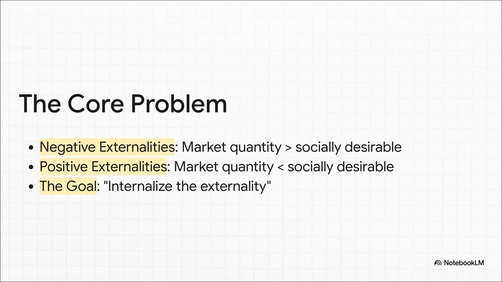So let's just boil this down. The core problem is simple. With negative externalities, the market gives us more of something than is socially desirable. With positive externalities, the market gives us less than is socially desirable. The goal, from an economist's point of view, is to fix this. We want to internalize the externality. And that's just a fancy way of saying we need to tweak the incentives so that whoever is making the decision feels the true costs or benefits of their actions.